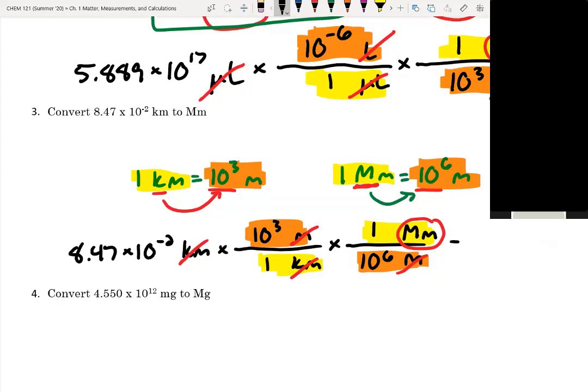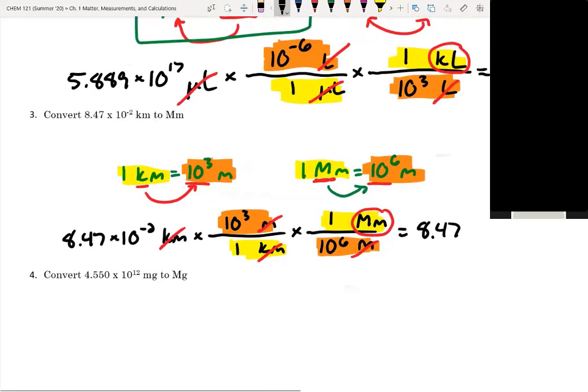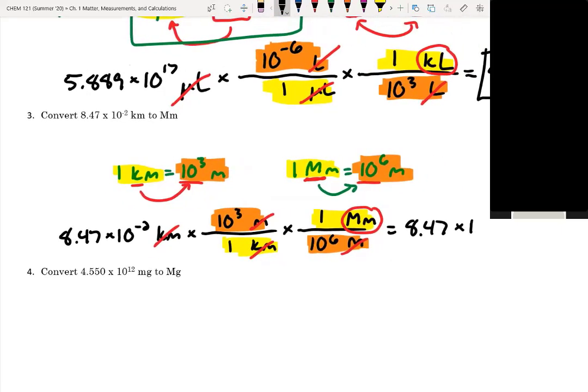case, if we plug it all into our calculator and we double check everything, should give us a value of 8.47, let me zoom out a bit, times 10 to the negative 5 megameters. Does this make sense for everybody? You can give me the thumbs up if it makes sense. All right, looks like a few thumbs up there. Perfect. So I do have a question though.